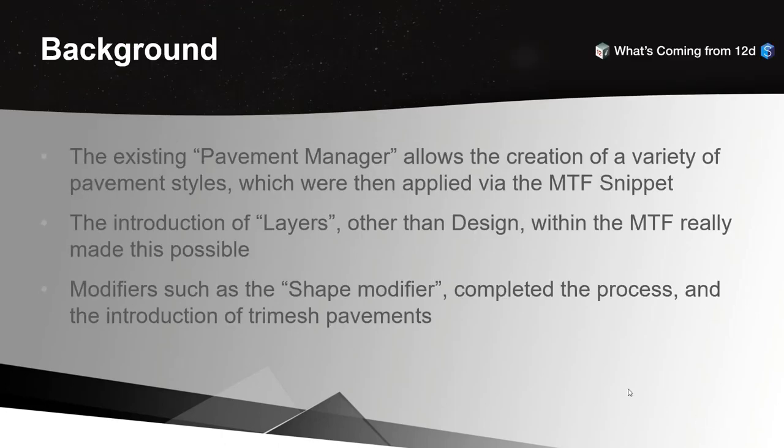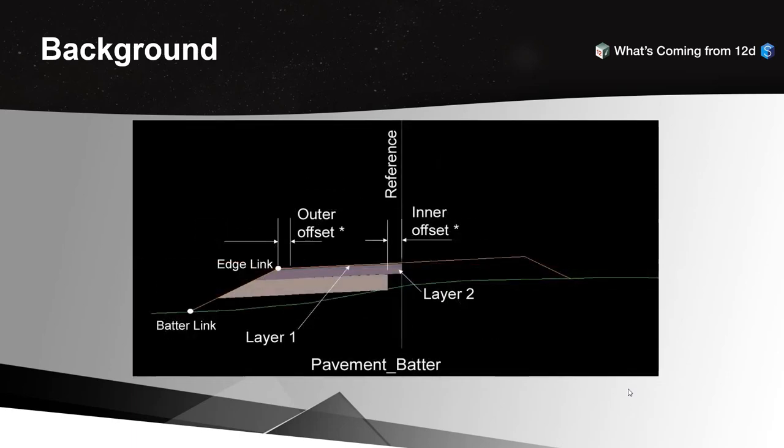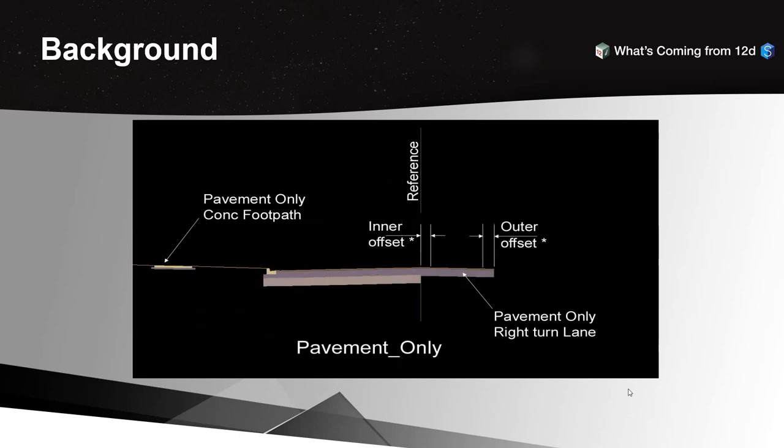Thank you, Lisa. It's a quick background on the V14 Pavement Manager. It allowed the creation of a variety of pavement styles, which were then applied via the MTF snippet. The introduction of layers other than design within the MTF really made this possible. Modifiers such as the shape modifier completed the process and the introduction of tri-mesh pavements. There were snippets that referenced pavement styles for pavement kerb, pavement batter, and pavement only.